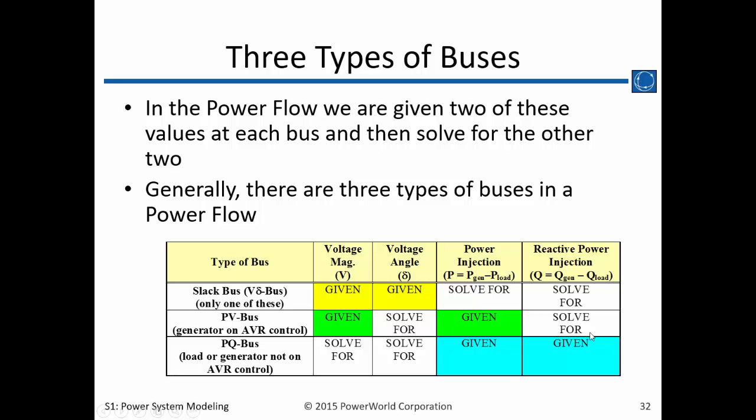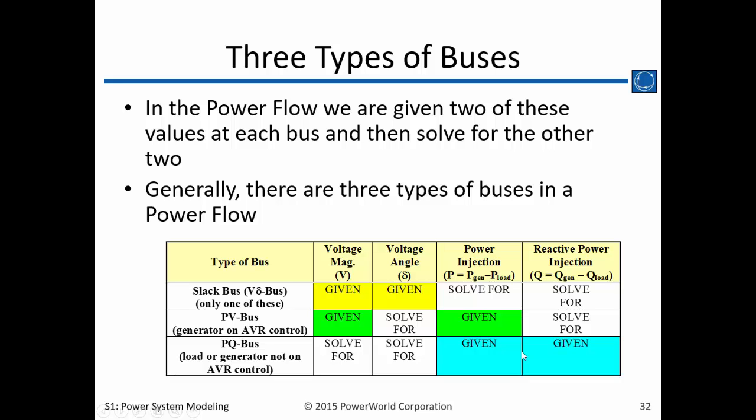And then we solve for the angle and the reactive power injection required to maintain the voltage. At a PQ bus, it's either a load or a generator that is not on voltage regulation control. In that case, the P and Q are constant, so we know the P and Q injections are constant, and we solve for the voltage magnitude and angle necessary to balance that.